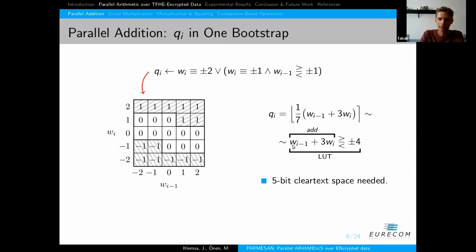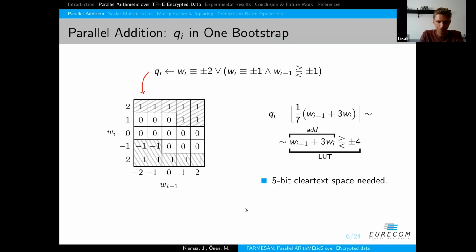Basically, we evaluate this linear combination with addition, and then we put this as an input to a lookup table. We just compare whether it's lower than -4 or greater than +4 or somewhere in between. Then the result would be -1, which is the region here, or 0, which is the region here, or 1, which is the region here.